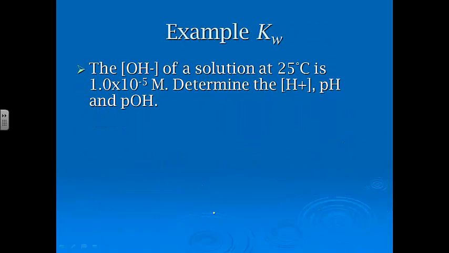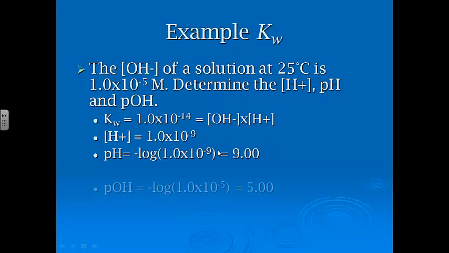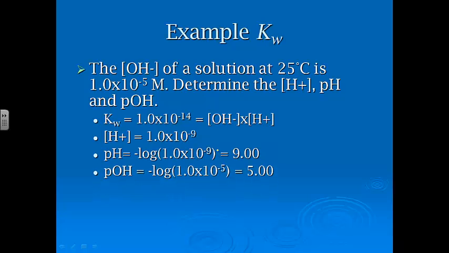All right, so let's use Kw then to solve for some of these. So if Kw is equal to 1.0 times 10 to the negative 14th, it always is, we can also do it this way. So the hydrogen ion concentration is 1.0 times 10 to the negative 9th. The negative log gives a pOH that is going to be equal to 5.